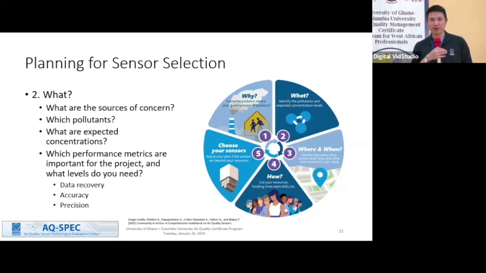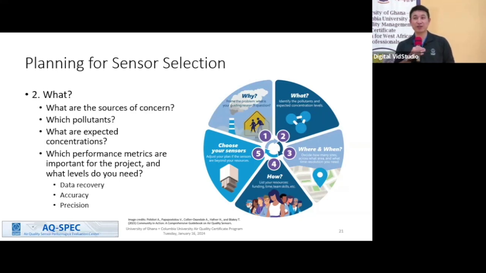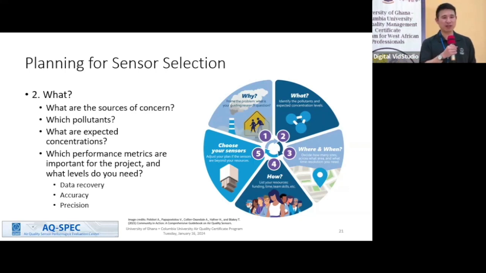Which pollutants are you interested in? What are some expected concentrations, if you happen to know some possible concentration ranges, so that you can make sure the one you select can measure those concentrations? And finally, which performance metrics are important for the project, and what levels do you need?